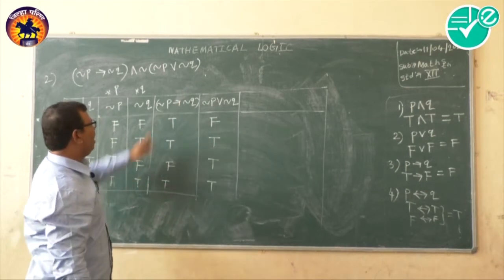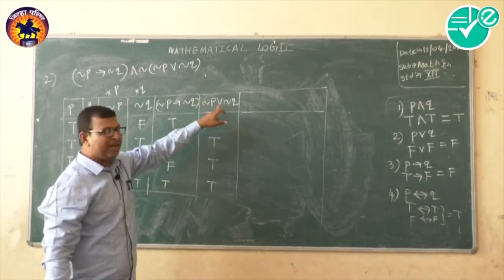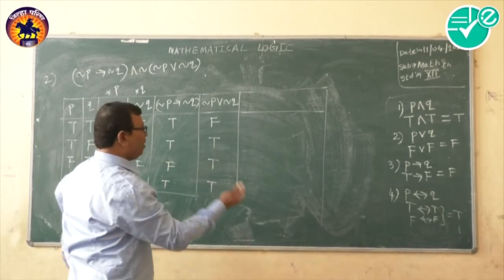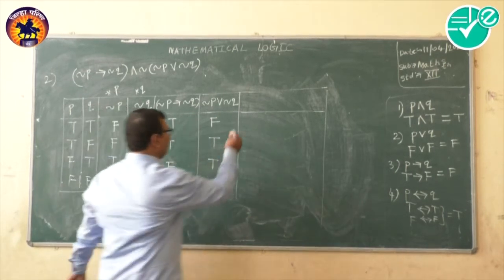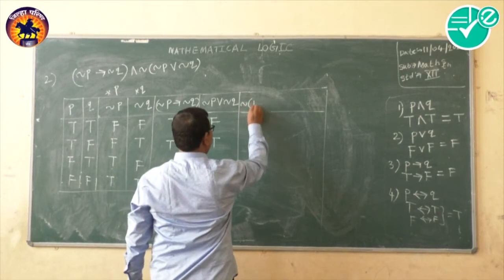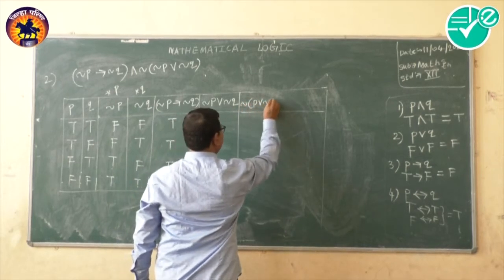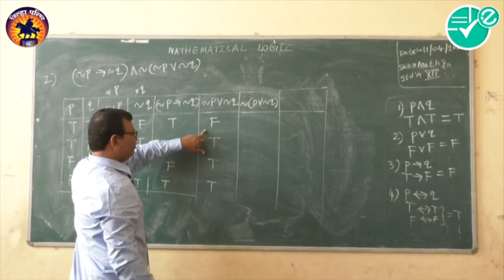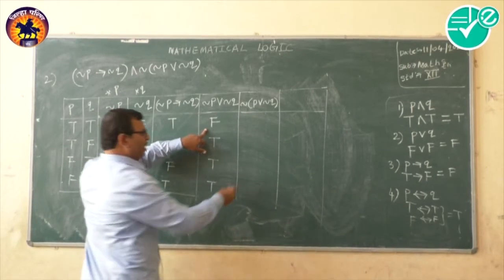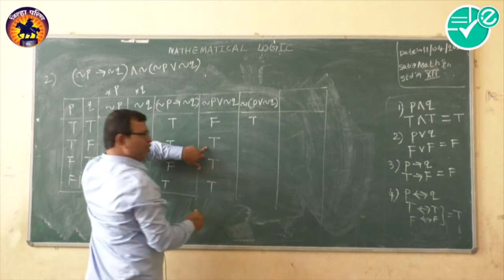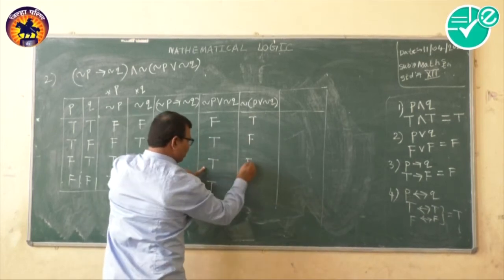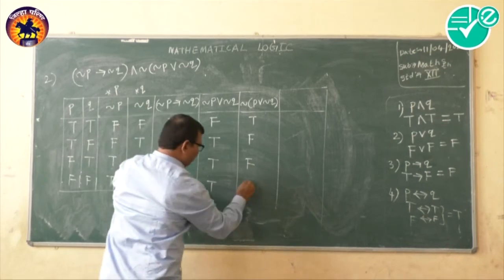Means what? We have solved this negation P disjunction negation Q. We have to negate it, means we have to do the negation of this, means negation of P disjunction negation Q. Now see, here it is false. The negation of false is true. Negation of true is false.